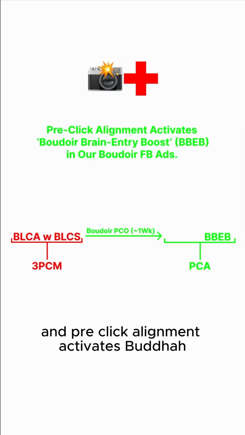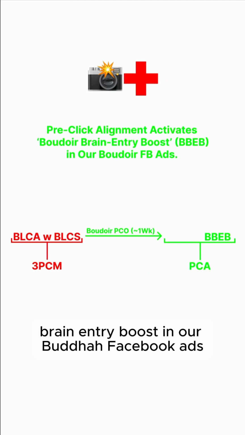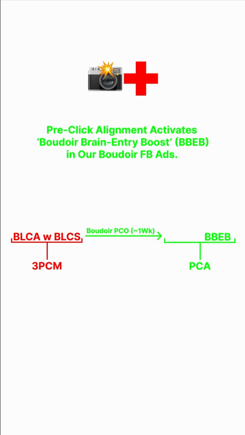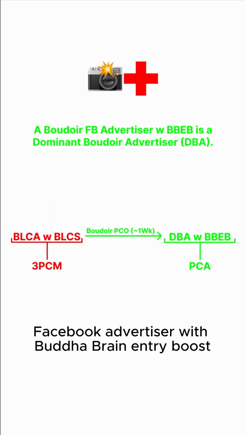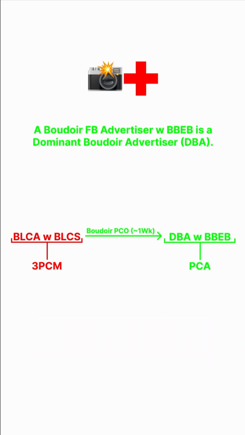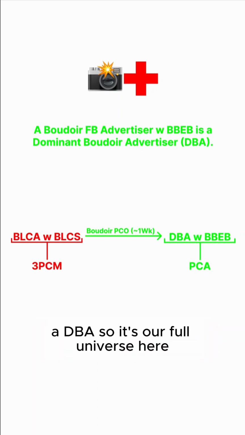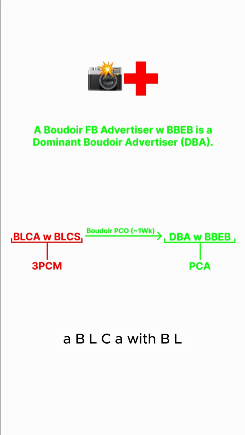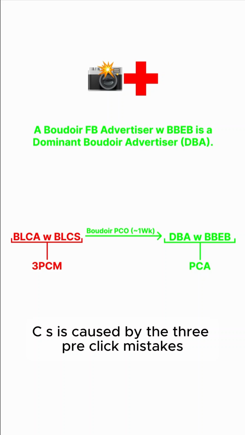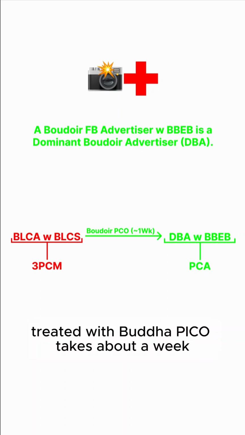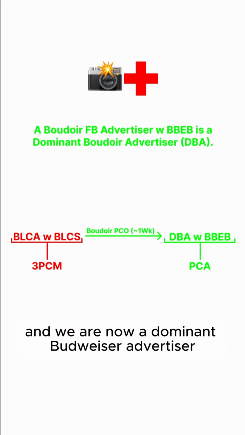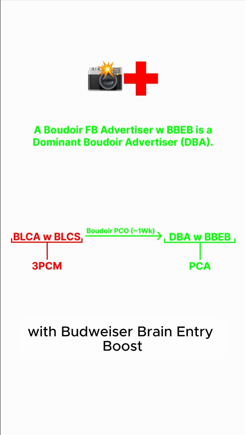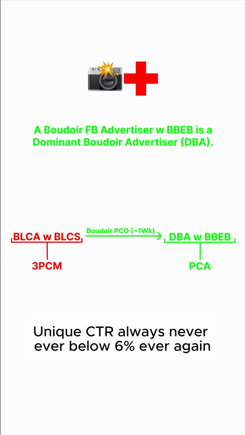And pre-click alignment activates Boudoir brain entry boost in our Boudoir Facebook ads. Basically, we've got the unique CTR all above 6%. And a Boudoir Facebook advertiser with Boudoir brain entry boost is a dominant Boudoir advertiser, a DBA. So it's our full universe here. A BLCA with BLCS is caused by the three pre-click mistakes, treated with Boudoir Pico, takes about a week. We invented that. We achieved pre-click alignment, and we are now a dominant Boudoir advertiser with Boudoir brain entry boost. Unique CTR all never ever below 6% ever again.